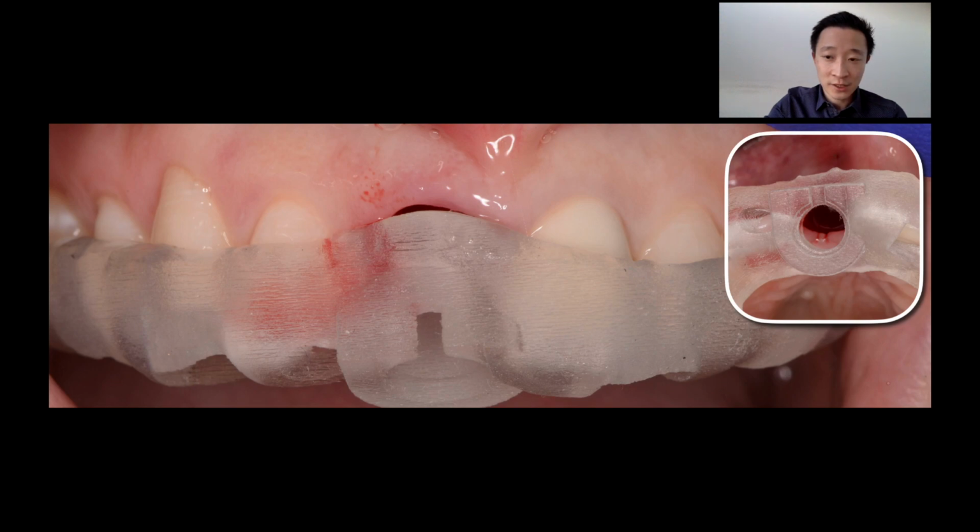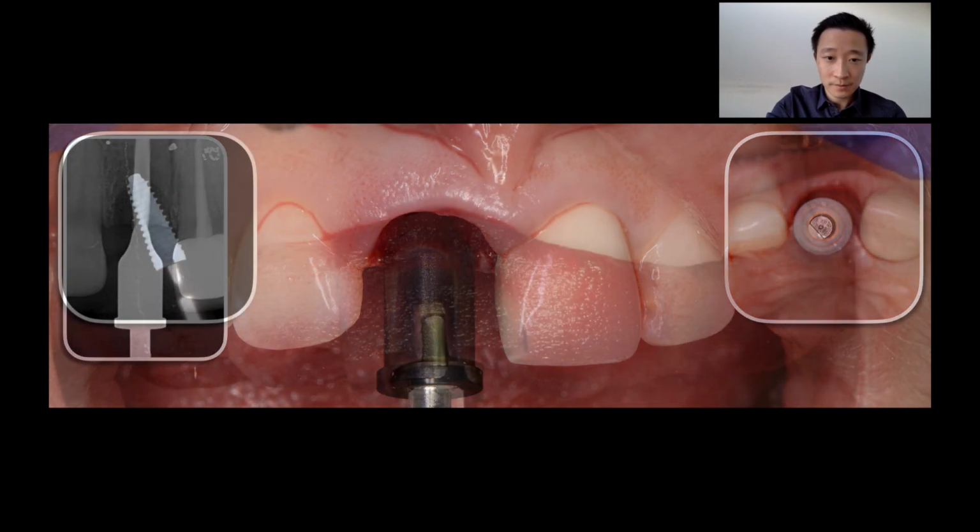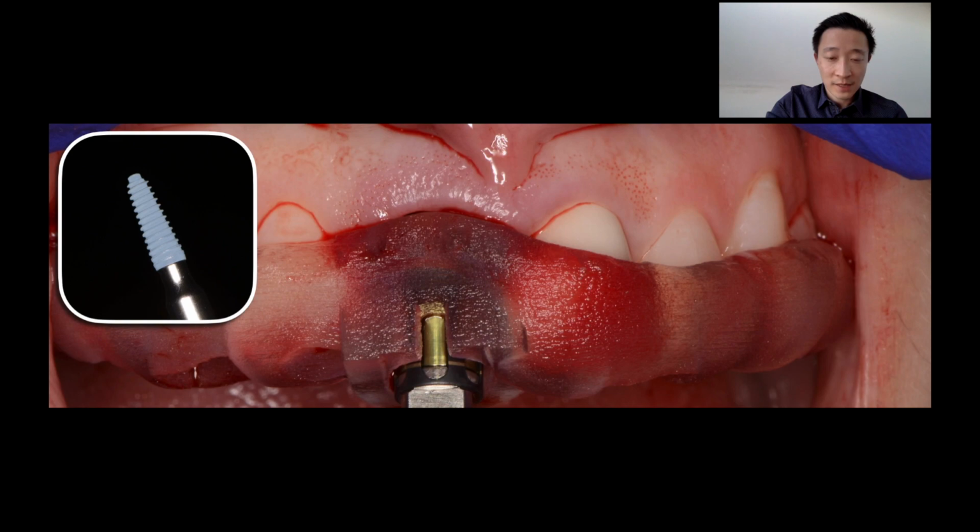So the guide is positioned. We want to make sure it's fully seated, and that helps guide our first drill, for which I took a PA and a photograph here, just to make sure that the positioning is correct and the depth as well. These guides are also very useful because they have a window that helps us with the timing of the implant, which allows us to pre-make these restorations, as I'll show you.